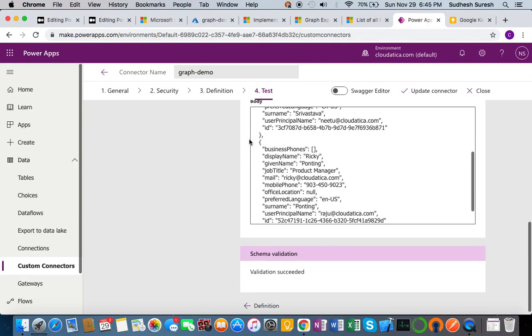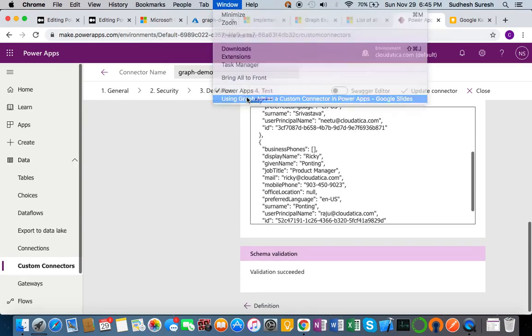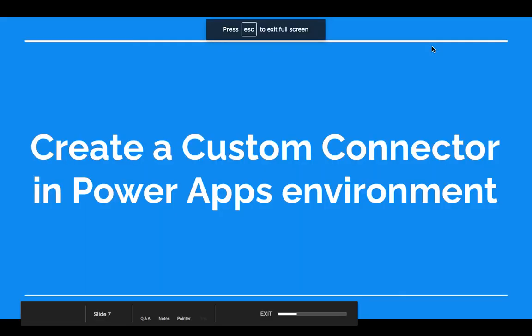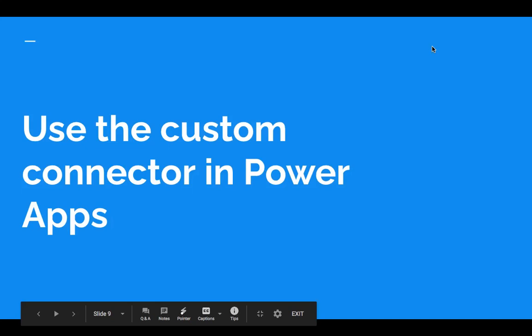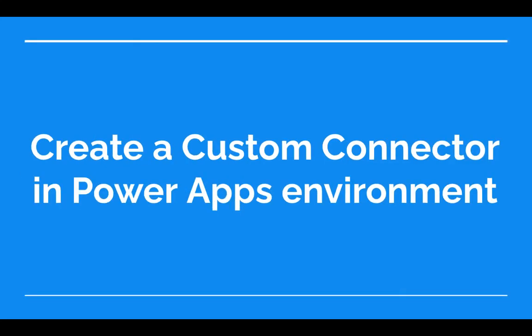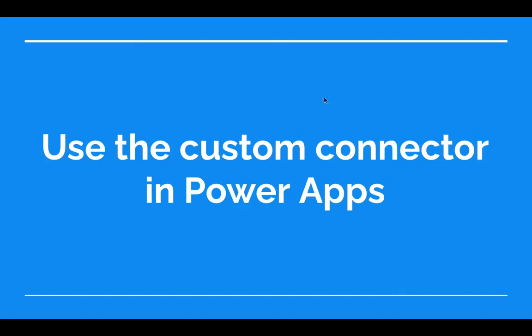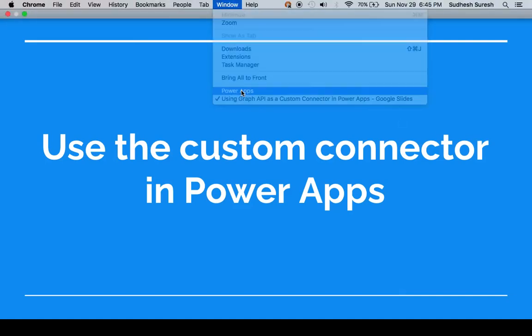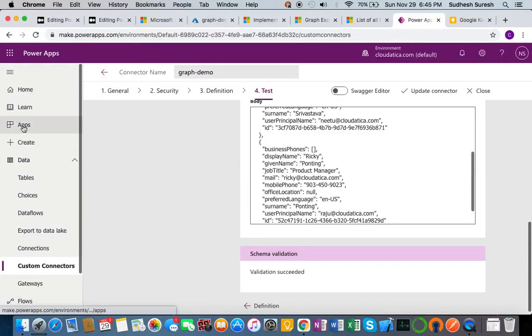So let me go back to my presentation. So we are done with... okay, I'll go back to that step, and now I'm going to create the custom connector. I'm back to using the custom connector in Power Apps. So let's go back to my Power Apps environment, and you see the apps.